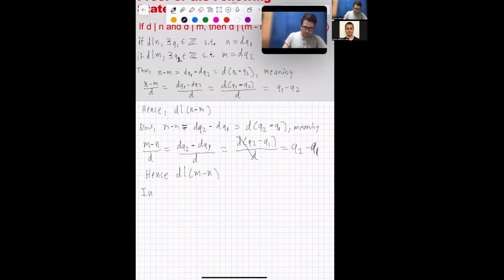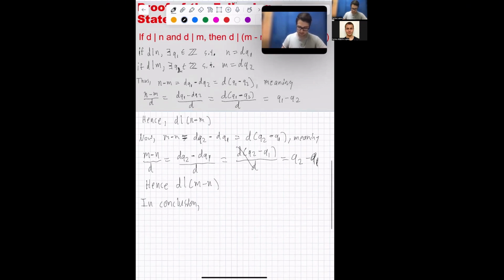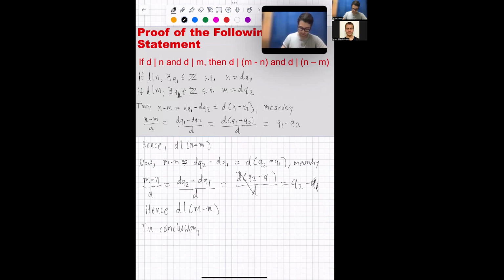In conclusion, if d divides n and d divides m, then d divides n minus m and d divides m minus n, okay? And that'll be the end of the proof.